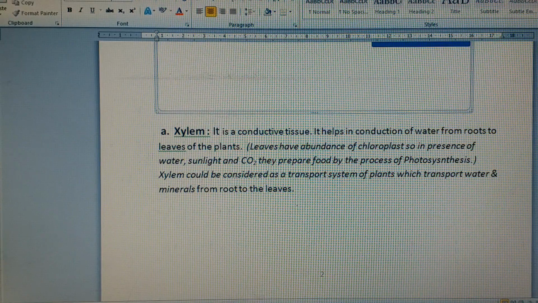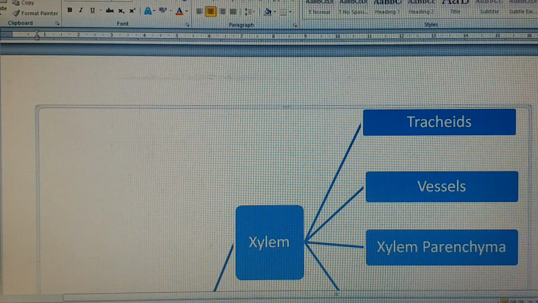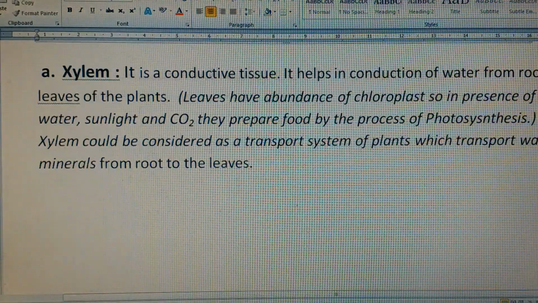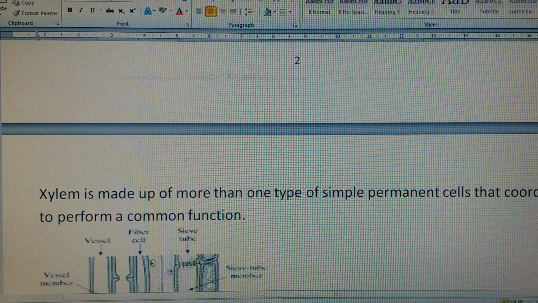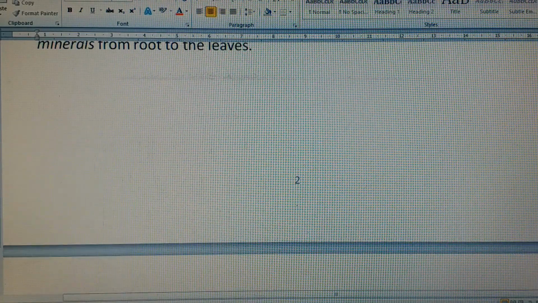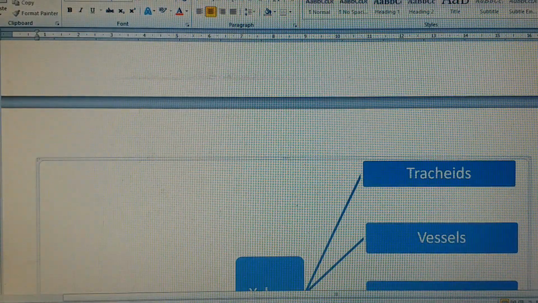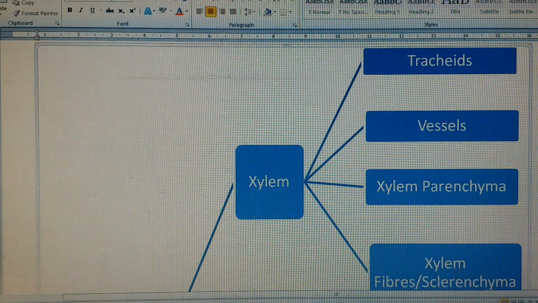Xylem is known as a conductive tissue, and it is responsible for the transportation of water to various parts of the plant body, or to the leaves. In the leaves, in the presence of water, the process of photosynthesis is performed, and they prepare food in the presence of carbon dioxide and sunlight.